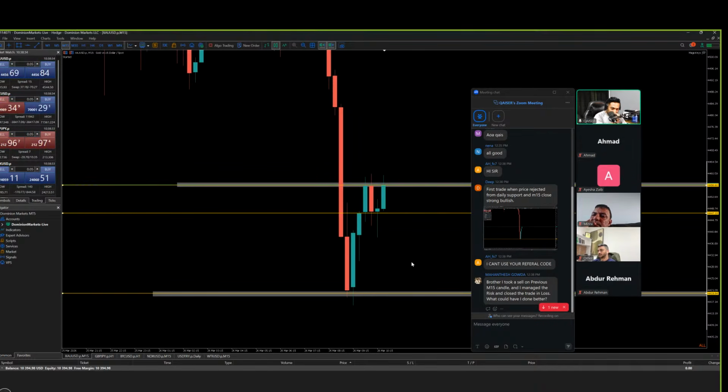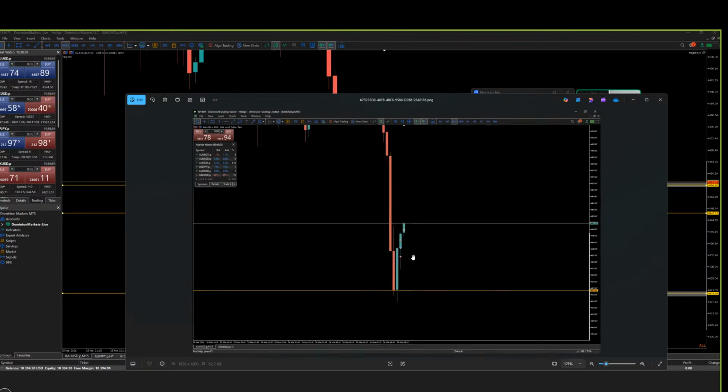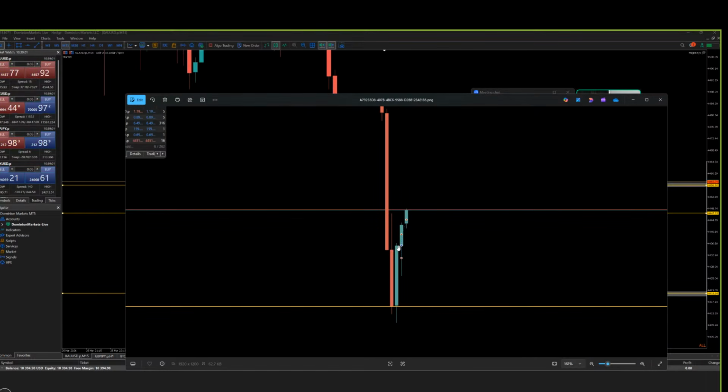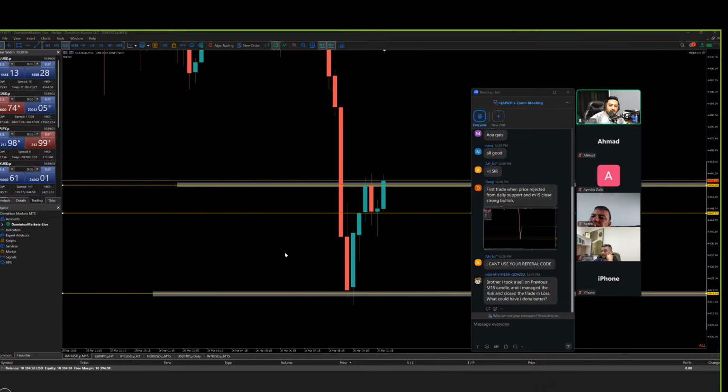So first trade when price rejected from daily support and M15 close strong bullish. Okay, let me see. I don't know why it's not opening. Okay, it's open now. Wow, man, why you took a buy here? Oh, the candle closed above the previous candle, but it's having little to no wick to the upside. Could be a risky one, buddy. But yeah, you won this one. I will never take this one, to be honest. Yeah, but the idea was good actually.